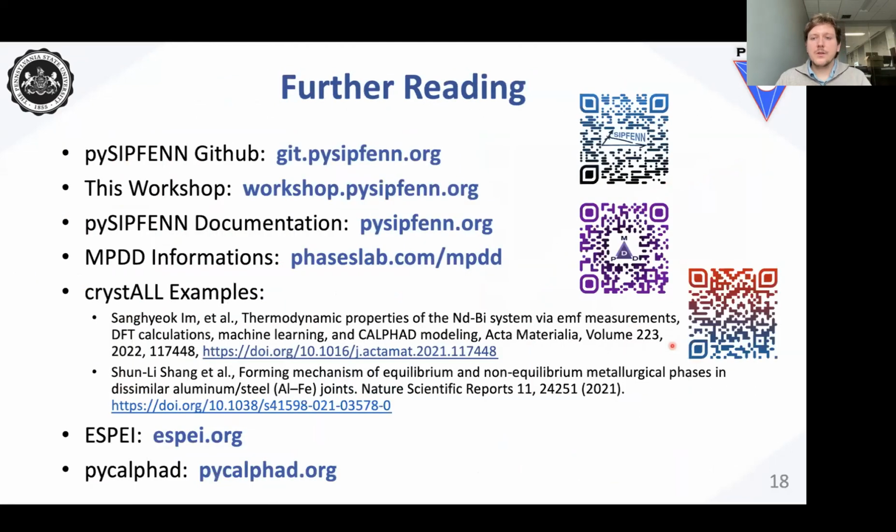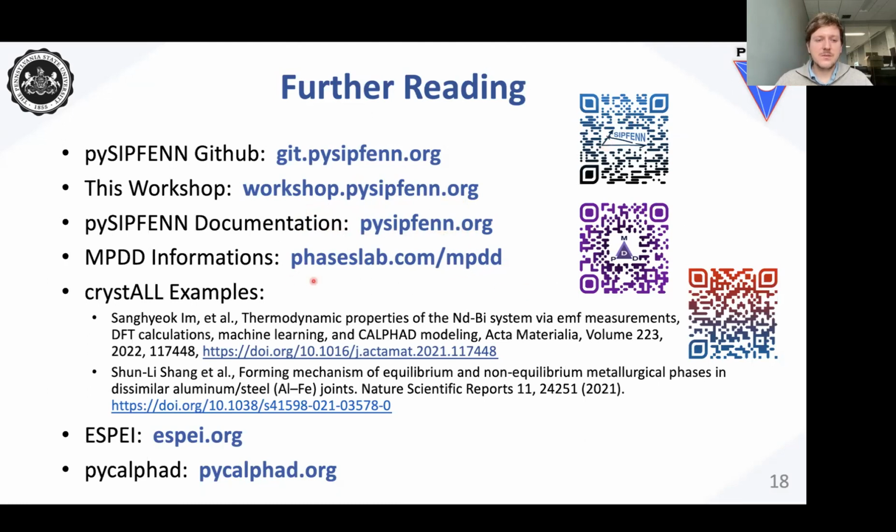So this is the slide that has all of the further reading that you might be interested in. We have the PySIPFENN GitHub, where if you want to use it or if you want to contribute, you're more than welcome to. Just create your own fork, add your own changes, and create a pull request. If you follow workshop.pysipfenn.org, you're going to see the workshop files, which we are going to work on in just a couple minutes. And the PySIPFENN documentation is available at pysipfenn.org or at this QR code.